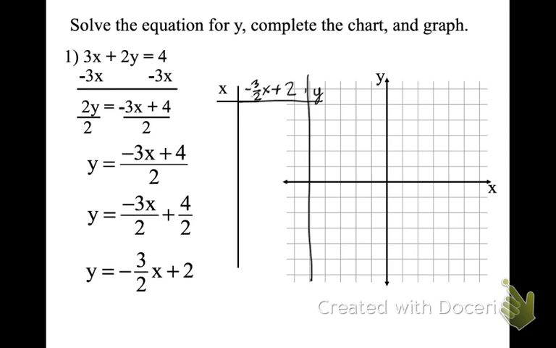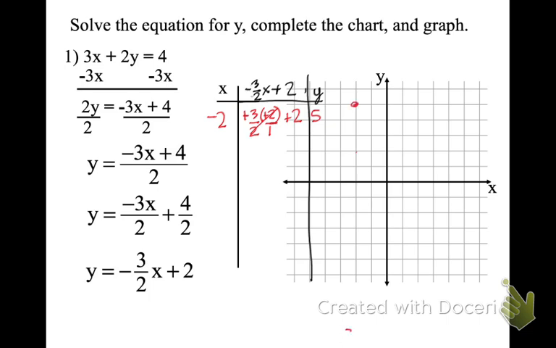Let me go in red. How's that? So let's do negative 2. Negative 3 over 2 times negative 2. Notice it's lined up. Over 1 plus 2. Negative times negative makes a positive. This cancels out. I'm left with positive 3 plus 2 is 5. Negative 1, 2, 1, 2, 3, 4, 5. I plot the point.